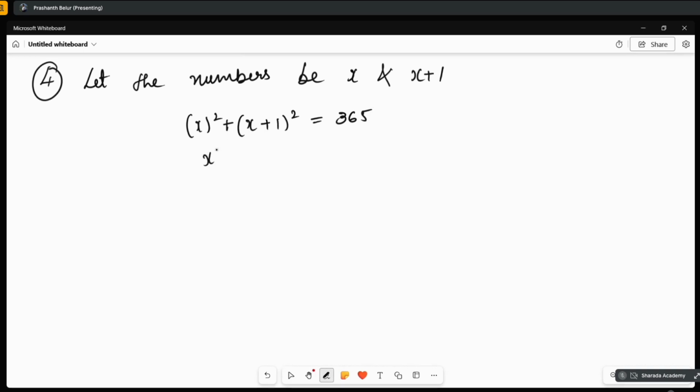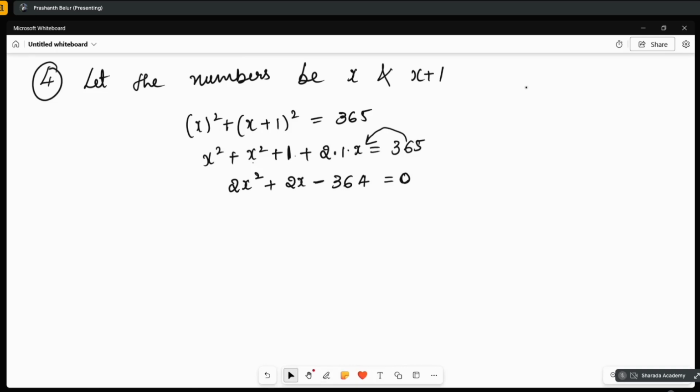x square plus, (a plus b) whole square is what? a square plus b square plus 2ab. So you will get x square plus 1 square plus 2ab, 2 into 1 into x. So that is equal to 365. So what will you get here? 2x square plus 2x plus 1. Here 365, if I shift to this side, 1 minus 365 is 364, is equal to 0. Now divide by 2.